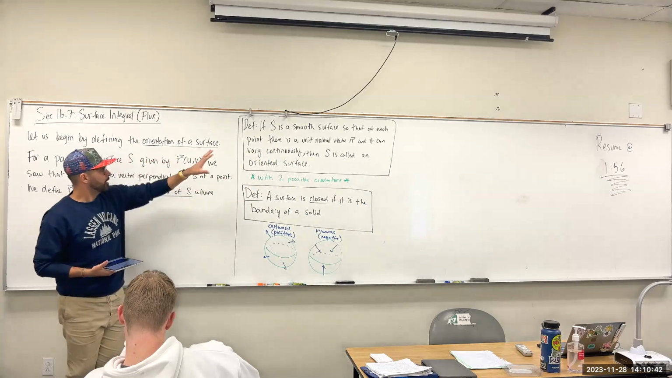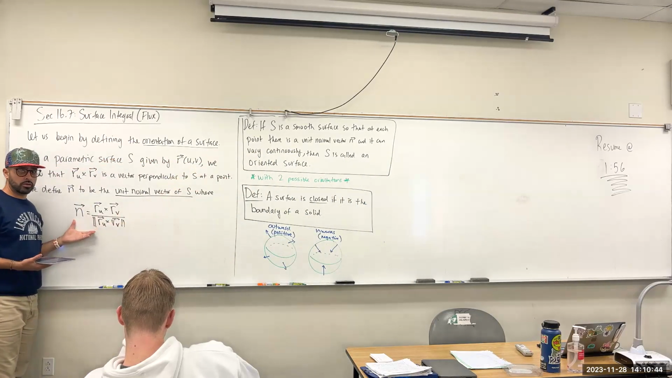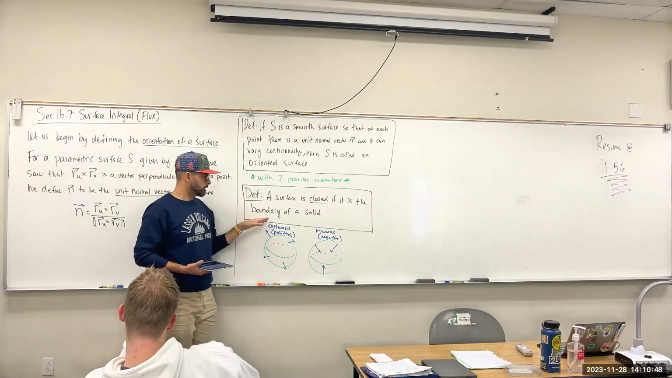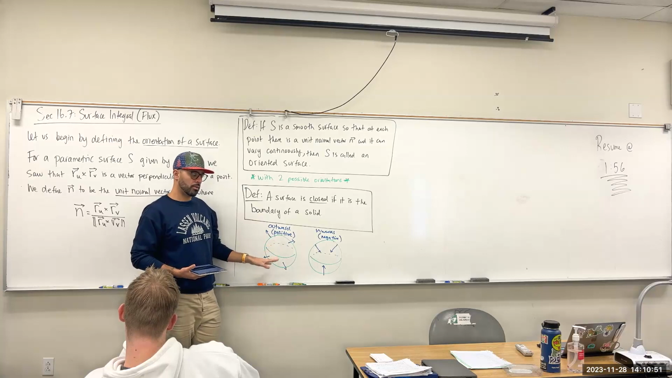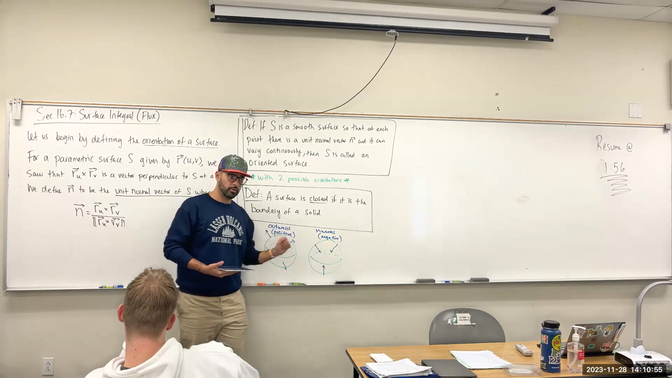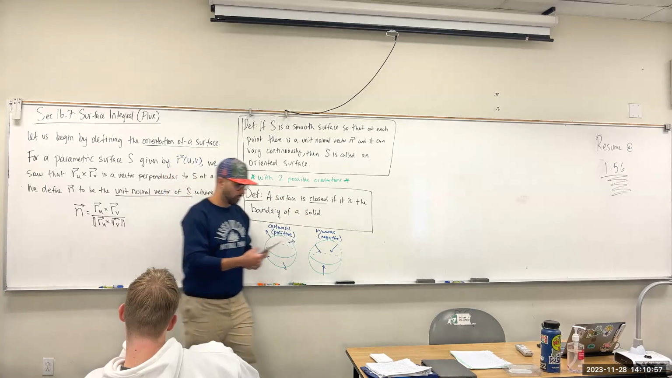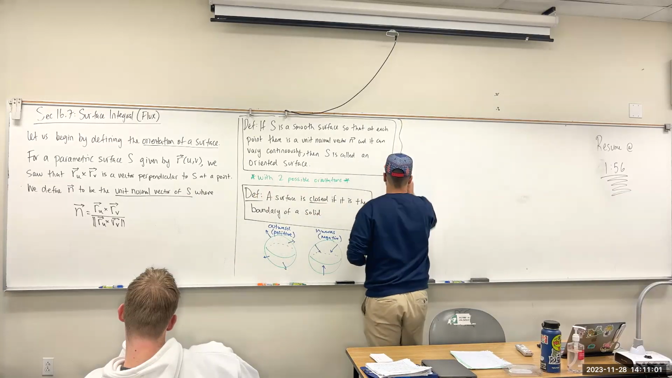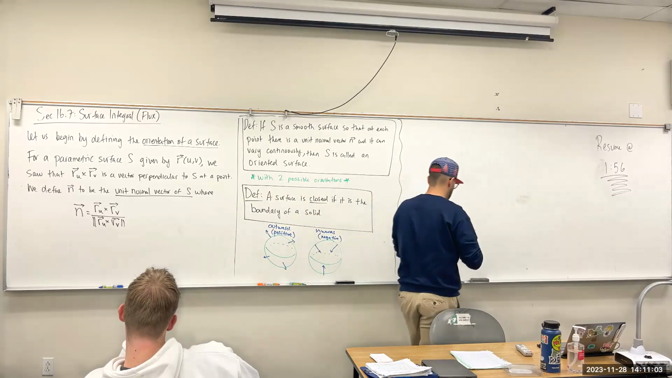So we have a way of defining orientation of a surface given this unit normal vector. And then for a closed surface, we have new vocab, which is outward orientation or inward orientation, positive or negative. And we know what a closed surface is. So now we have the vocab and the tools to help us construct the flux. Okay?